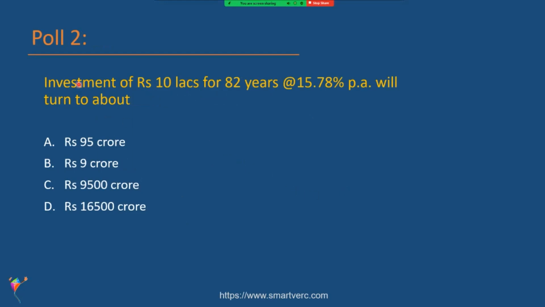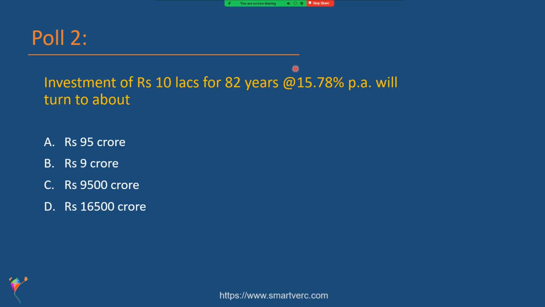Now, this is a poll. Investment of rupees 10 lakh for 82 years at the rate of 15.78% per annum will turn to about... Why does this data matter? Because I believe an average person can invest 10 lakh rupees. For 82 years, this is very, very difficult. But why this 82 figure? This is 82 because the age of Warren Buffett presently is about 92, 93 years, and he started investing when he was 11. So he has compounded his money for 82 years.